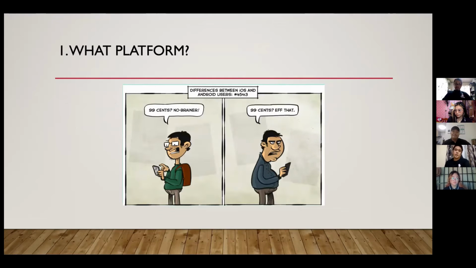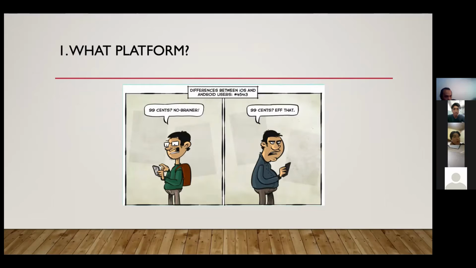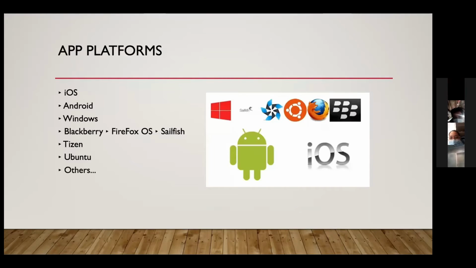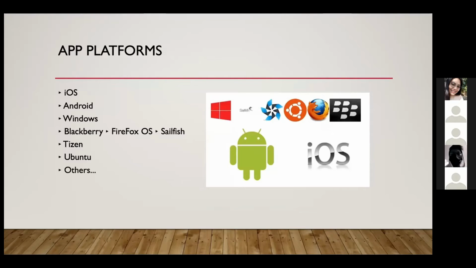The other question is, what is a platform? There are many types of platform, but the mainly used platforms are iOS and Android for the smartphone. iOS is for iPhone, tablets, also Mac OS for MacBook, for Apple products, and many mobile companies use Android for their OS, so it's a free software. These are some of the platforms: iOS, Android, Windows, BlackBerry, Firefox OS, Sailfish, Tizen, Ubuntu, and many more.